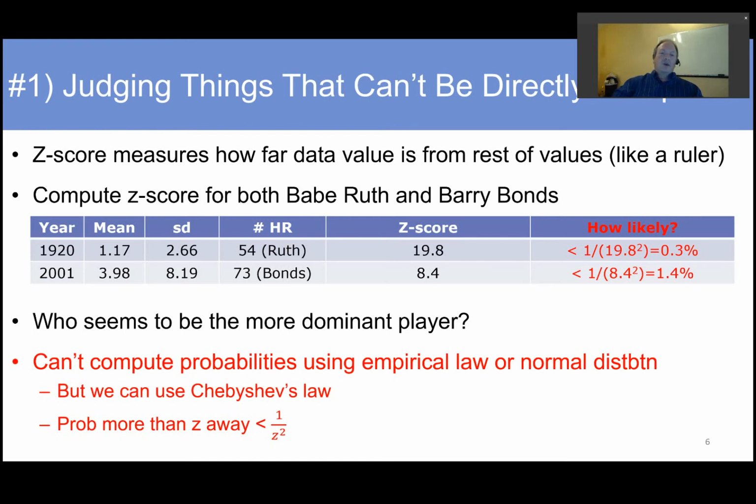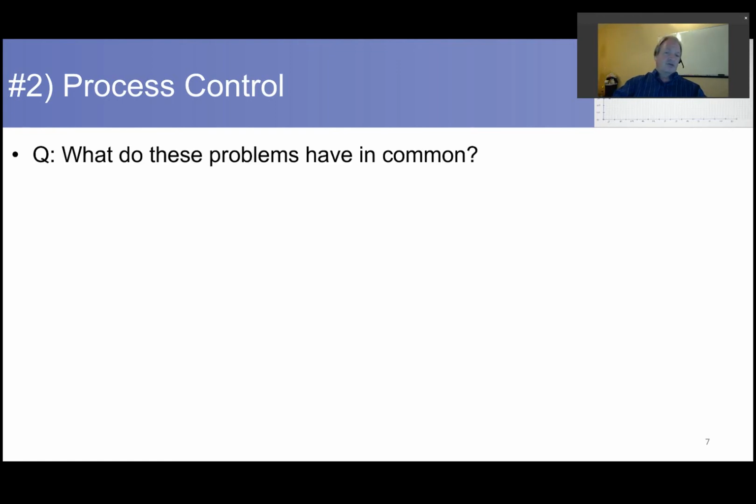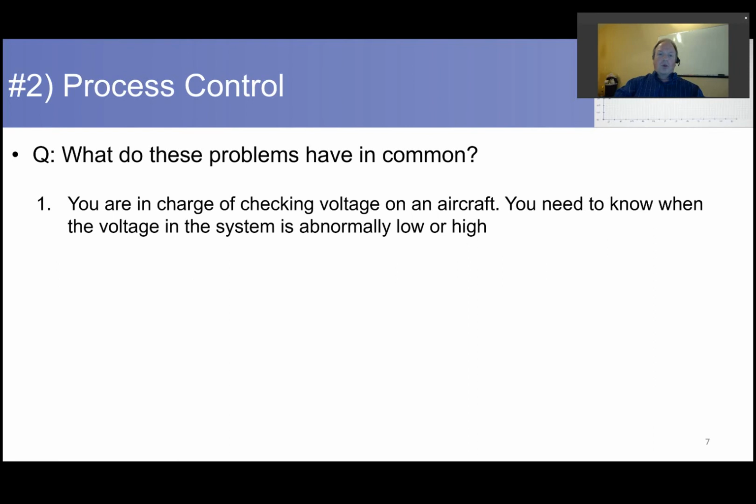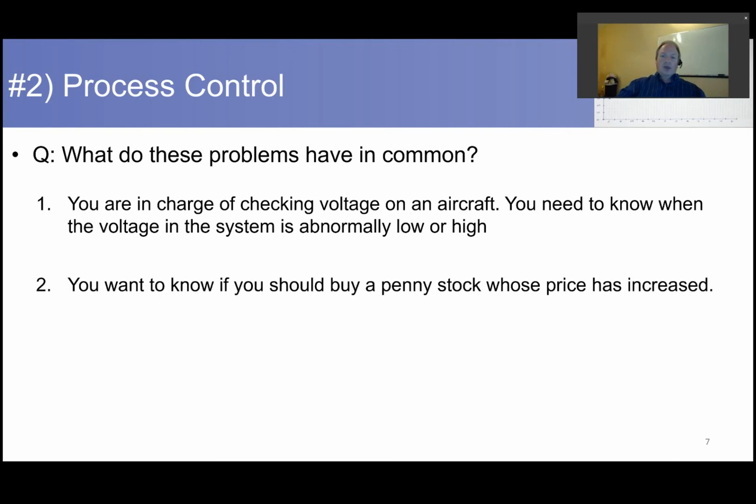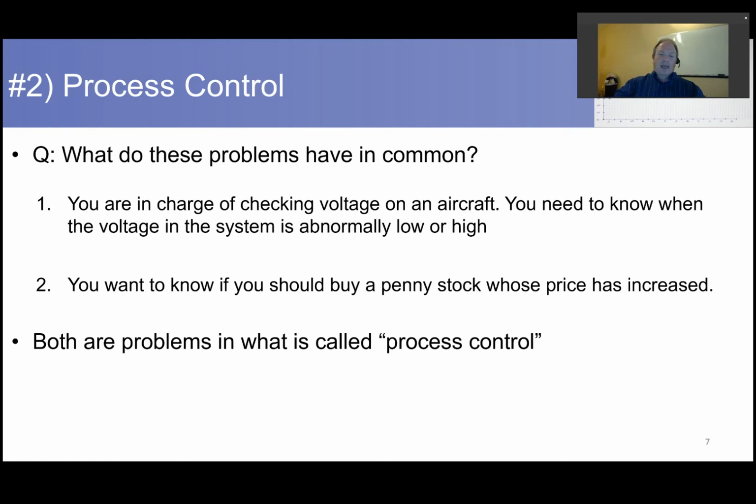Okay, so let's look at a second problem now, which is process control. Sometimes people call this quality control. And this is something that you see a lot in manufacturing and industry. So suppose you're checking the voltage on an aircraft. You need to know when the voltage is abnormally high or low. Okay. You want to know if you should buy a penny stock whose price has increased. I actually mentioned that problem in the last video. Both of these problems, the stock market problem and the aircraft maintenance problem, have something in common. They're both what we call process control problems.